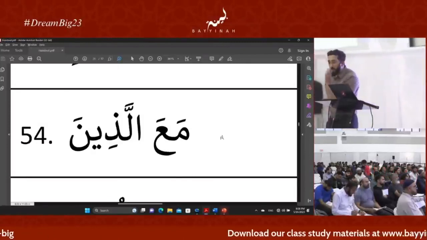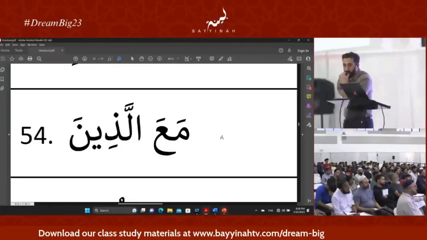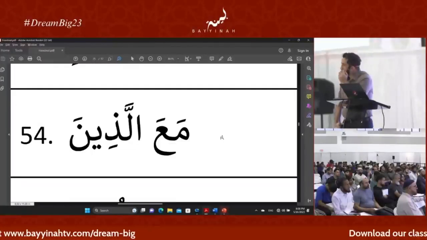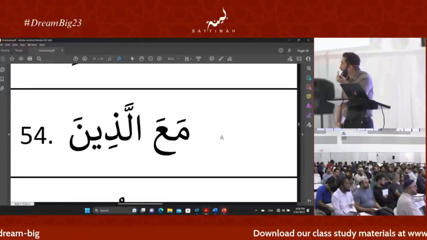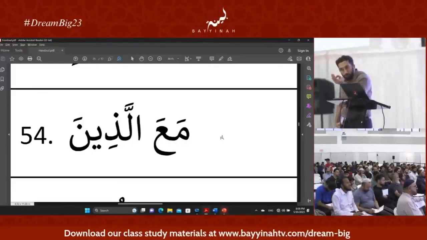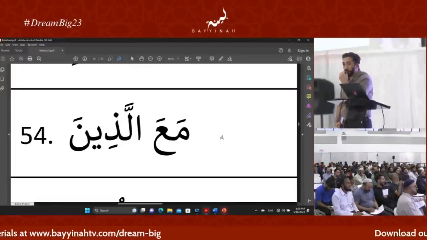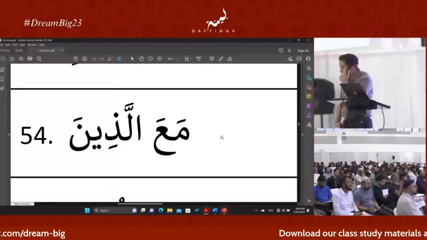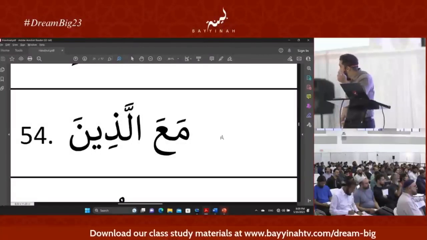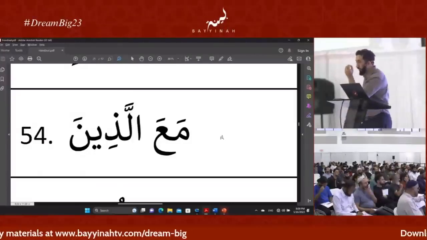I'll tell you something about alladheena. Alladheena is non-flexible. What does that mean, that it's non-flexible? The rafa' version of alladheena is alladheena. The nasb version of it is alladheena. The jar version is also alladheena. Okay, does ma'a look like it could be a mudaf? Could alladheena be jar? Because it could be any of the three. But if it could be, then it is, and therefore this is in fact a mudhaf and a mudhaf ilayh.